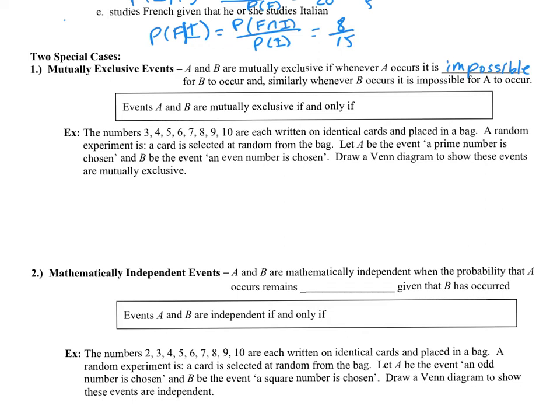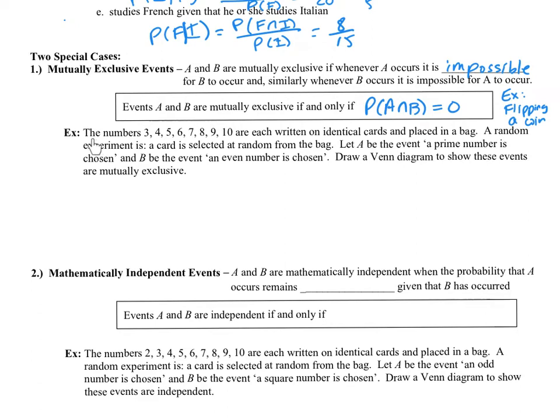So, a good example of that would be flipping a coin. That's why they flip a coin at the beginning of the Super Bowl, because there's only one possibility that can come out. You're going to get heads or tails. If heads comes up, it's impossible to have tails. If tails comes up, it's impossible to have heads. So the way to look at this theoretically would be to say events A and B are mutually exclusive if and only if the probability of both things happening at the same time is 0. It's impossible for a coin to land on heads and tails at the same time. So let's look at an example.